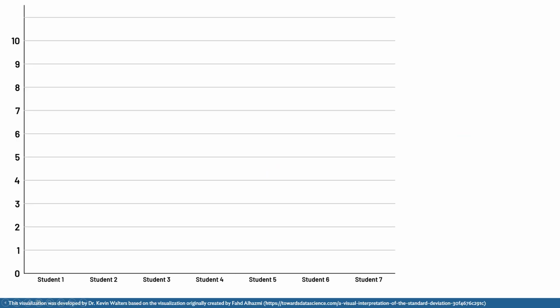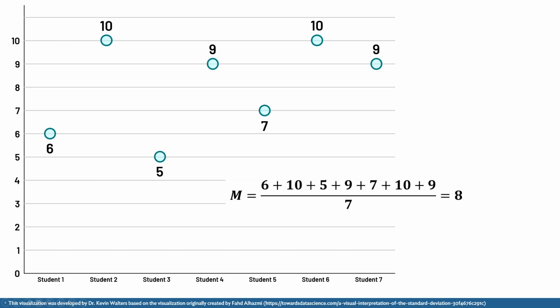And so to visually depict what we're doing when we calculate a sum of squares, let's first chart out their scores. Right, so we have 7 students and the range of possible quiz values. Student 1 received a 6, student 2 got a 10, and so on and so forth. Right, so we can chart all these numbers out. 6, 10, 5, 9, 7, 10, and 9.